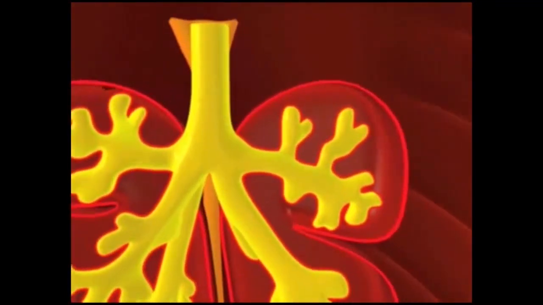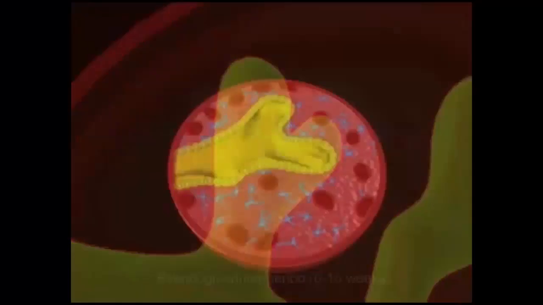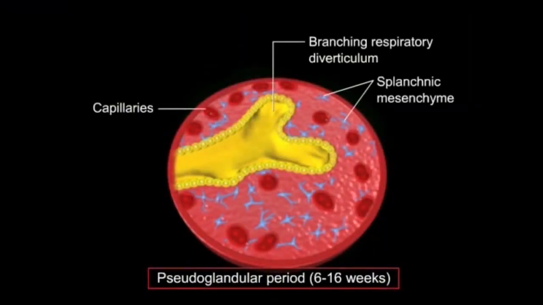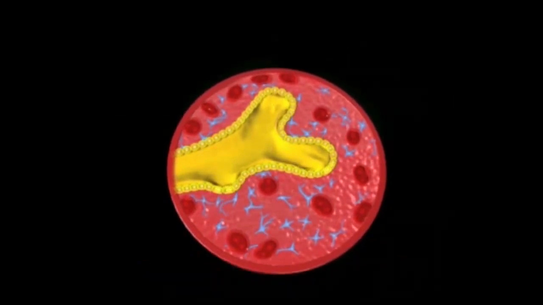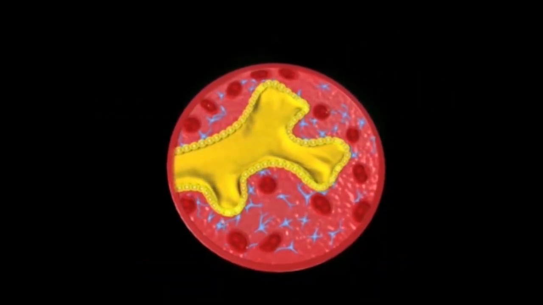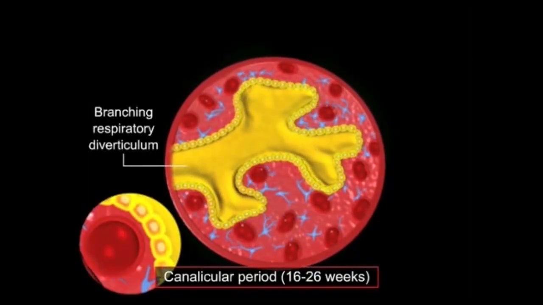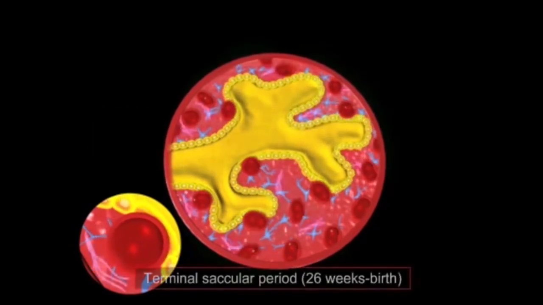Development of the respiratory passages is divided into 4 stages or periods. The non-functional pseudoglandular period is followed by the canalicular period. The lumina of bronchi and terminal bronchioles become larger, and blood vessel formation increases. Type 2 pneumocytes produce pulmonary surfactant by 22 weeks.